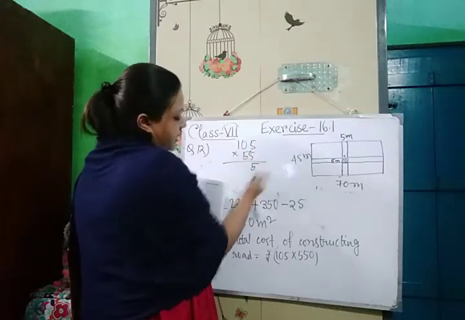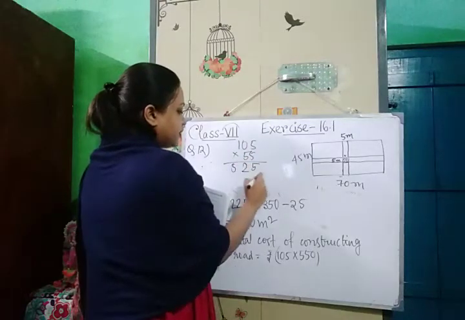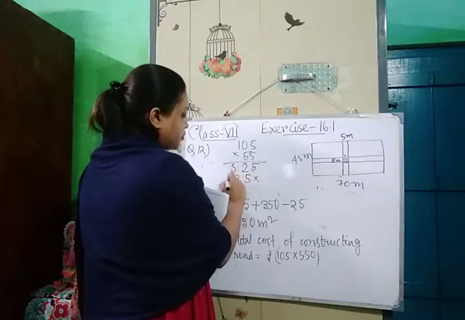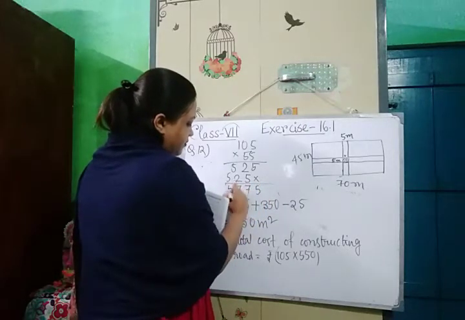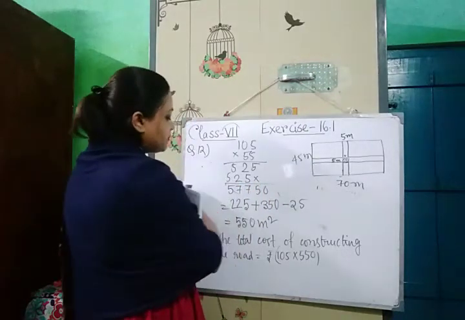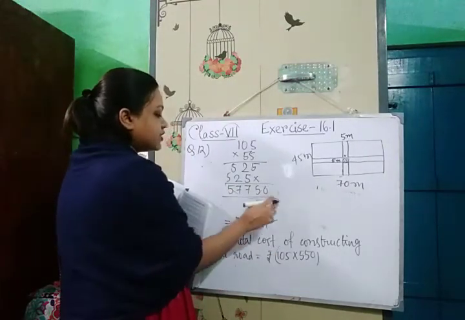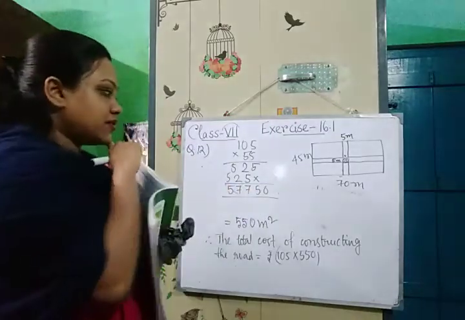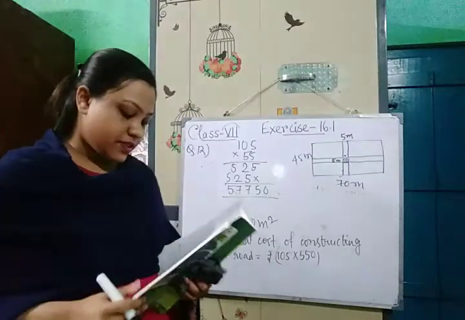5 5s are 25. Without the 0, I am multiplying. 2, 5, 5, 2, 5. So 5, 7, 7, 5, 0. Another 0 will be there. So rupees 57,750 is the total cost of constructing the roads. Okay, I hope this is clear.